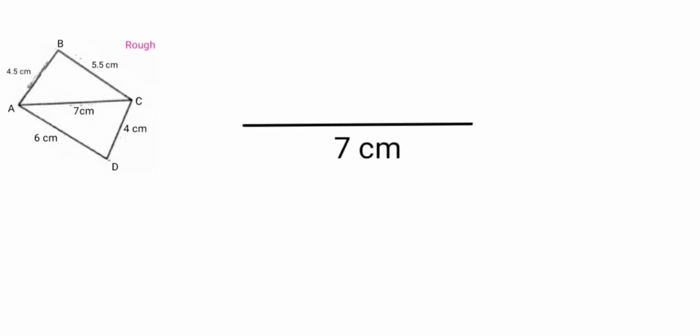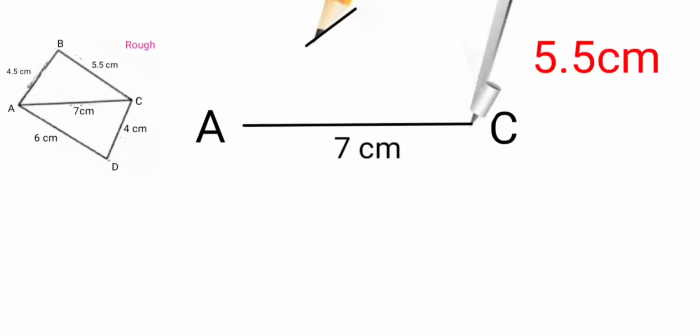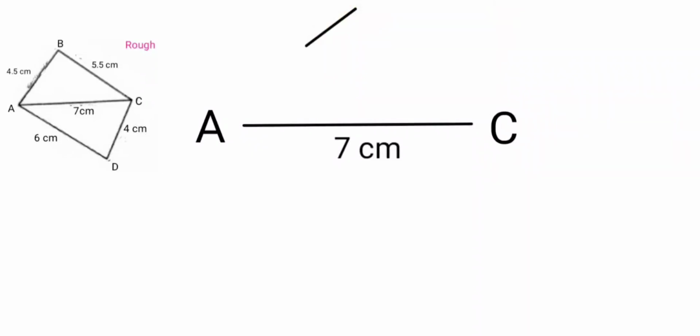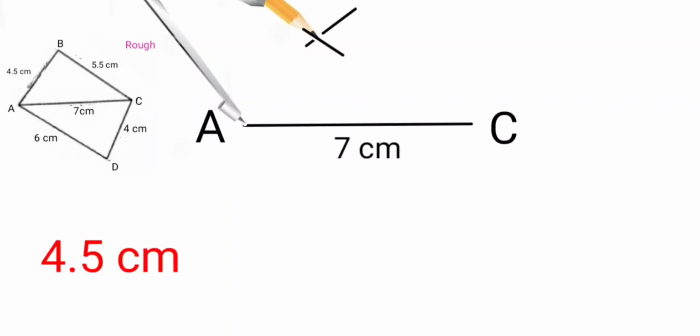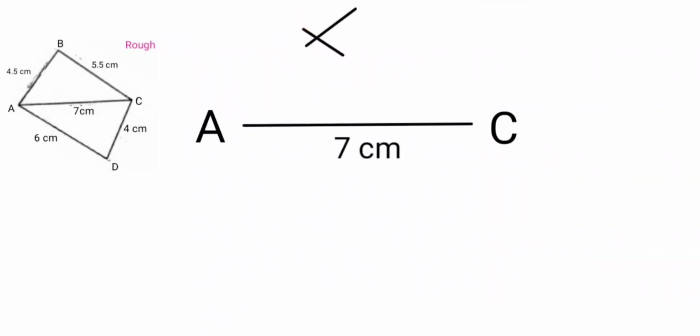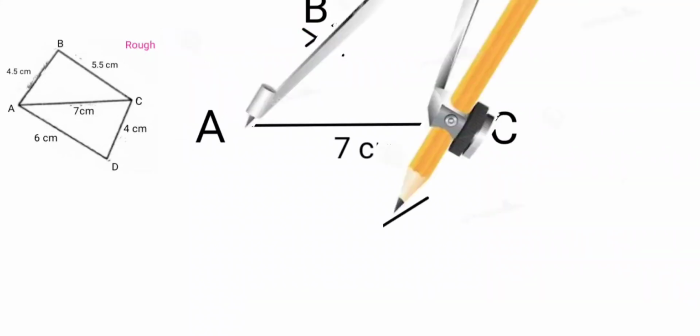Here we take AC as base. So first take a straight line AC of 7 cm. Then take C as center, make an arc of 5.5 cm to the upward direction and take A as center. Since AB is 4.5 cm, take A as center, make an arc of 4.5 cm which cuts the previously drawn arc. So we get an intersecting point. That point is called B.